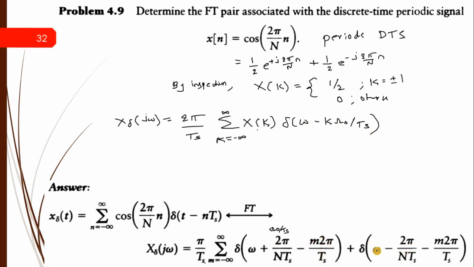Why is this written? Because the frequency domain signal will be periodic. It will repeat after every 2 pi by Ts. That's why this component and this component you are supposed to write.